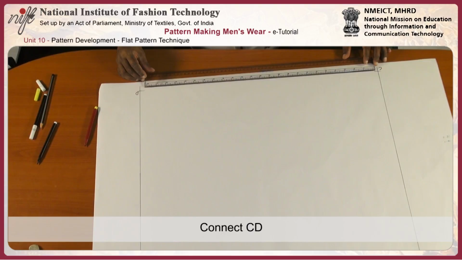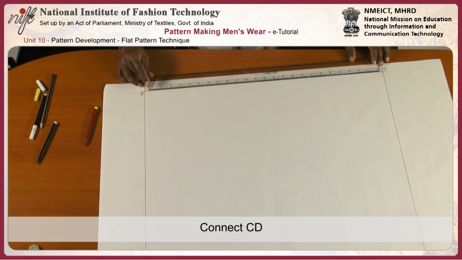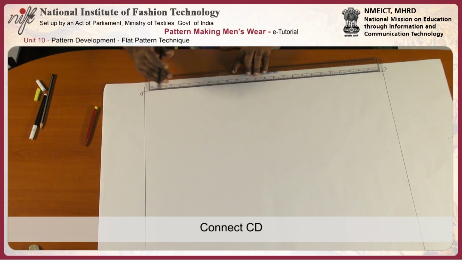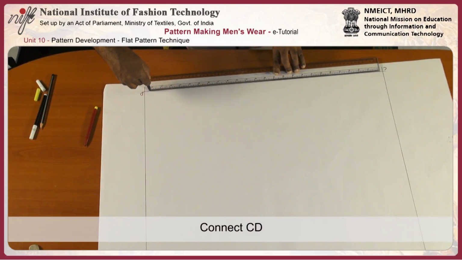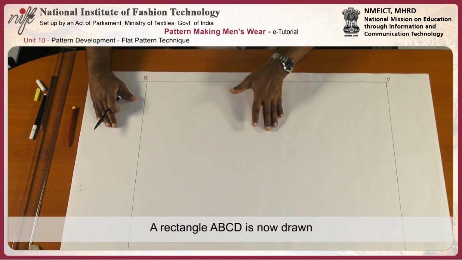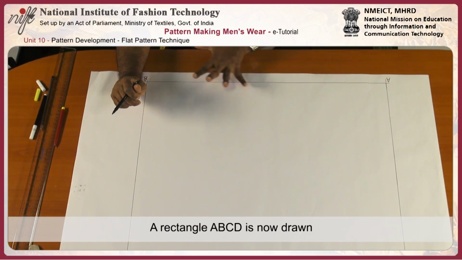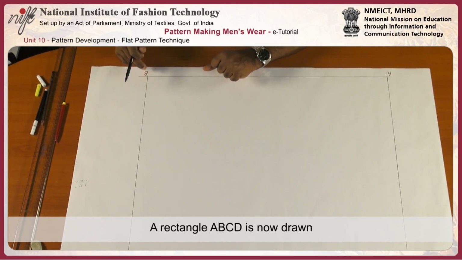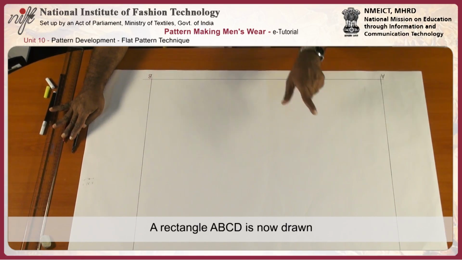Now connect C and D. Now we have a rectangle shape which has A to B as the center back length and B to C as the width of the chest circumference. So A, B, C, D rectangle.